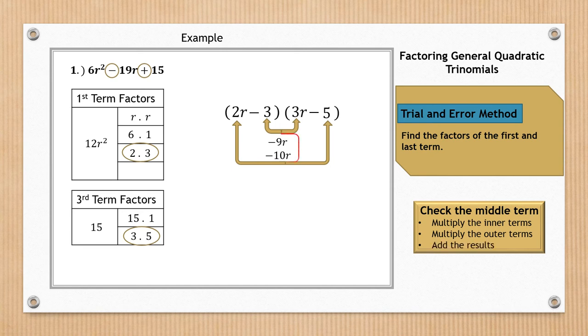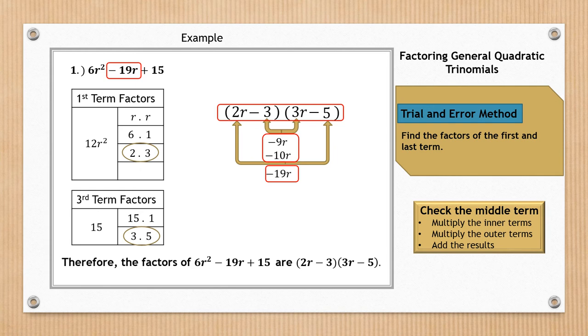Then you add the results. So, anong result niyan? Negative 9R plus negative 10R, that is negative 19R. So, you check negative 19, yun, swak, the same, nakuha na natin ngayon. So, therefore, the factors of 6R squared minus 19R plus 15 are 2R minus 3 times 3R minus 5. So, you write down doon sa given mo. The factor of 6R squared minus 19R plus 15 is equal to 2R minus 3, close and open parenthesis, times the 3R minus 5.